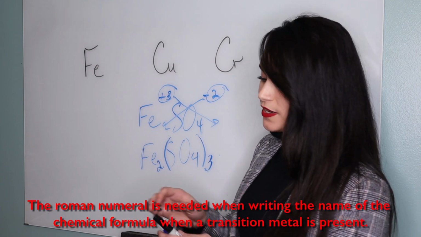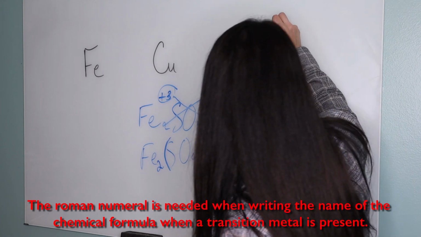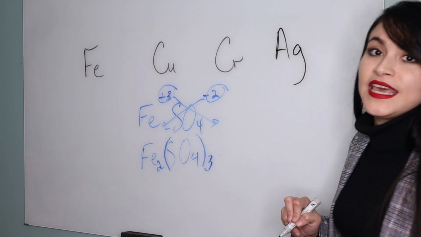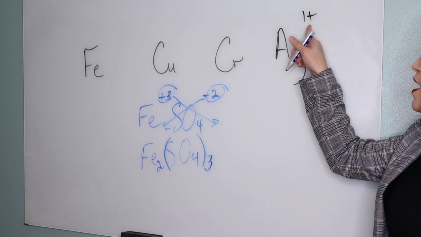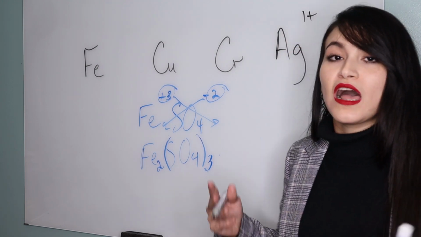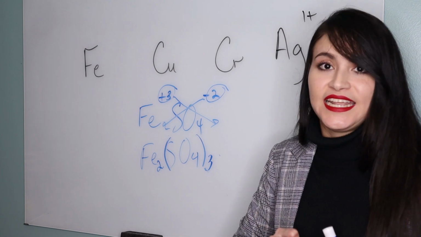If you have silver, it exists as a +1 charge, so it's always going to have this +1 charge, and therefore a Roman numeral is not needed. That was all for now.